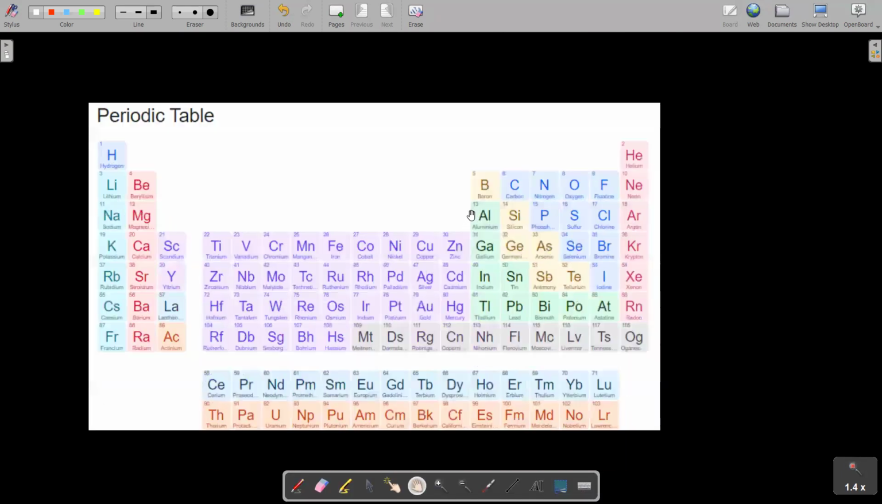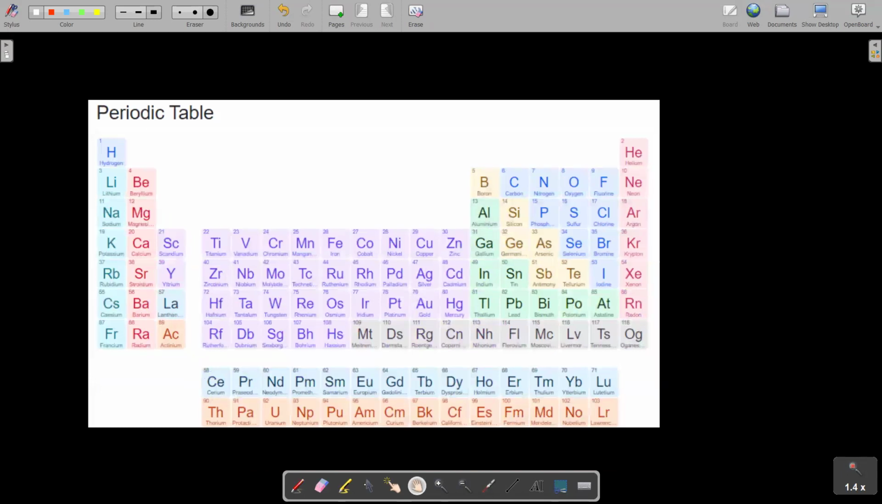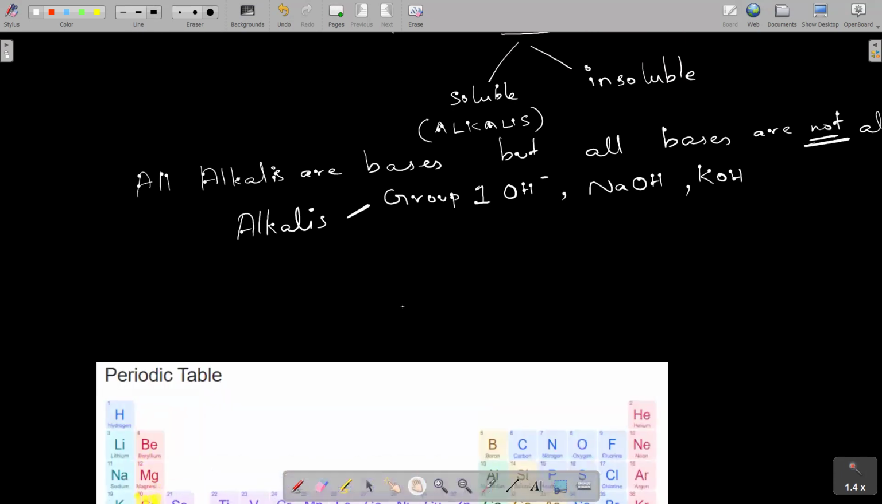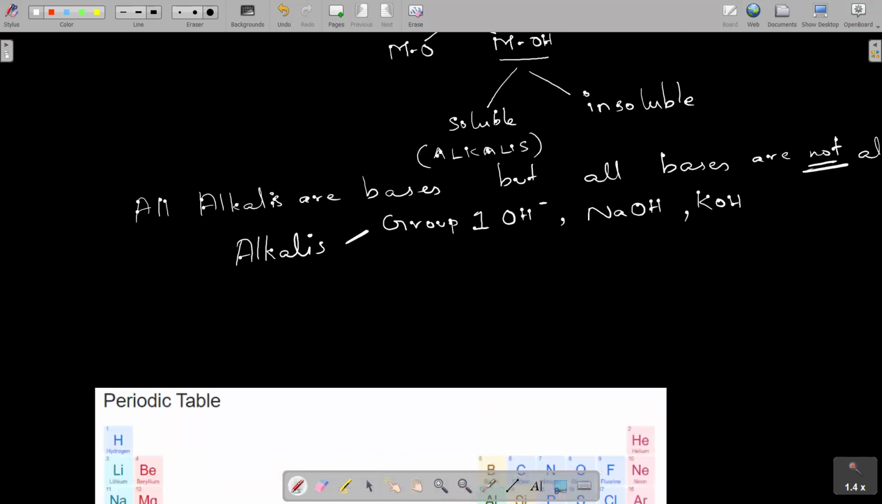If you see in the periodic table, so this is our periodic table. In our periodic table, the last 4 elements, calcium, strontium, barium, and radium, these 4 are alkalis, not the above, not beryllium and magnesium. They are not alkalis. So let's put it here. So in group 2, you can call this classification of alkalis.